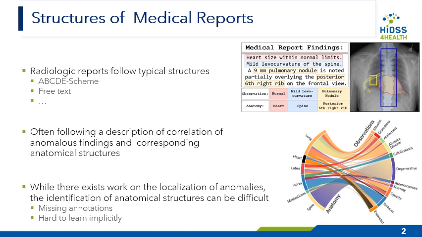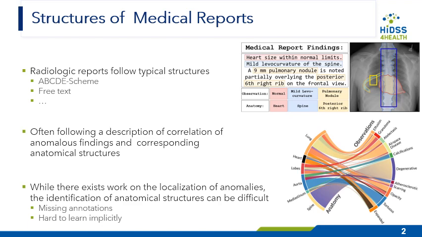To hand over this information to other doctors, a radiologist will note this information down in the form of a radiologic report, which either follows a structure similar to the ABCDE scheme or is in the form of free text. No matter which structure the report follows, the text will contain a description of the anomalous structure as well as a localization based on the corresponding anatomical structure.